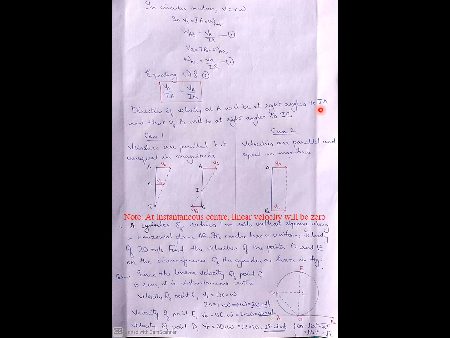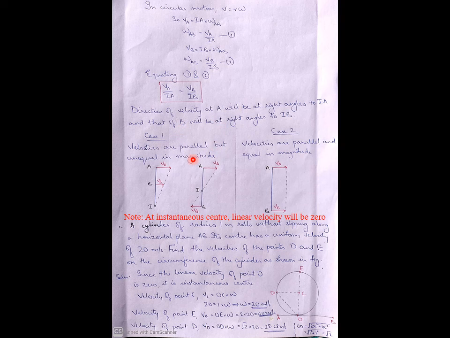So it is like this. VA equal to IA into omega AB. From that you will get omega AB equal to VA by IA. VB equal to IB into omega AB, so again omega AB equal to VB by IB. Here this is equation 1 and equation 2. We can see that omega AB is common, so equation 1 equal to equation 2, or it can be written as VA by IA equal to VB by IB. And we have also seen that the velocity at A is perpendicular to IA and the velocity at B is perpendicular to IB.